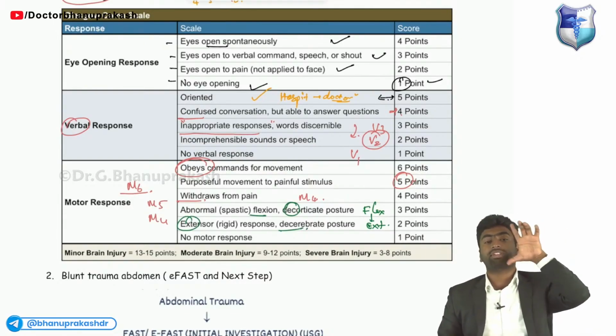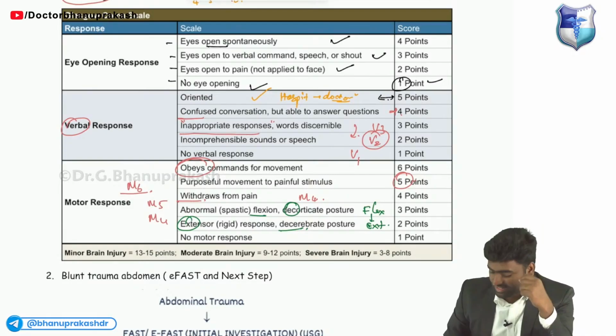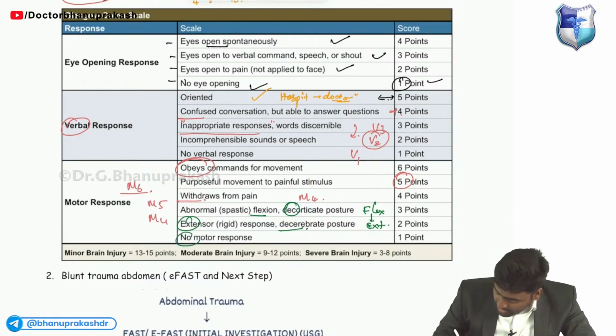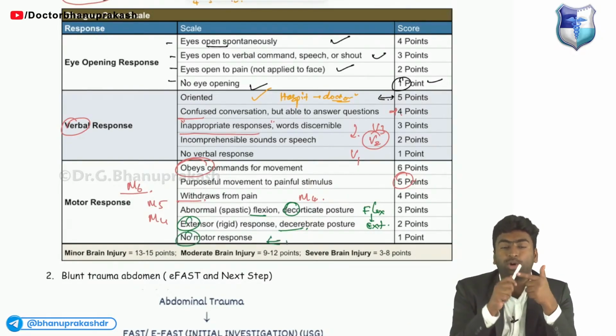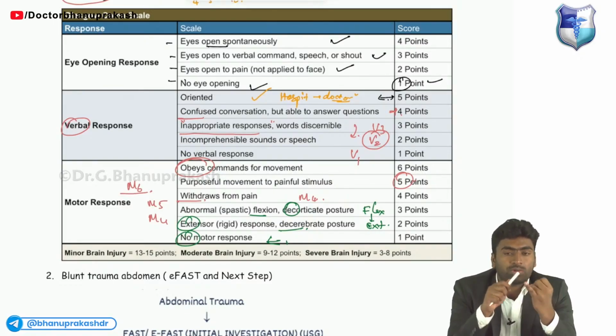So first it will be flex, then extend. First it is what? It is flex and then extend. Fine. And next, it is what? It is no motor response. So eye opening: spontaneously, to verbal command, to pain, no response.